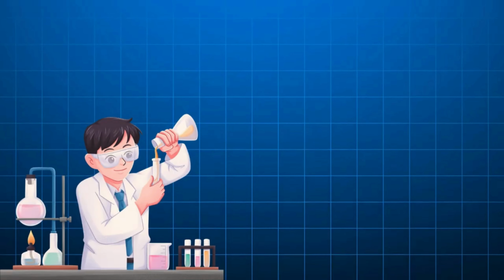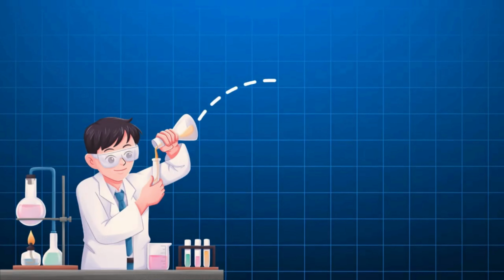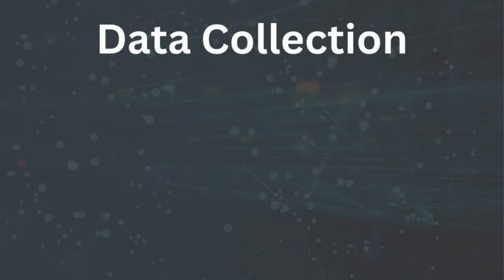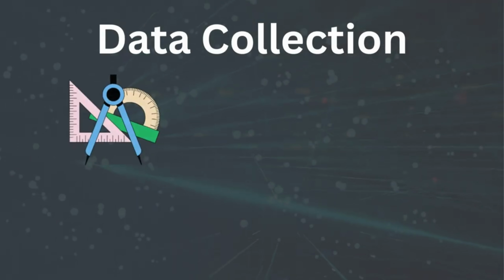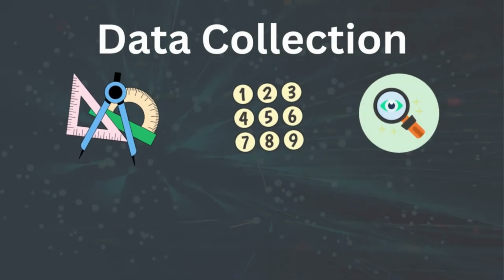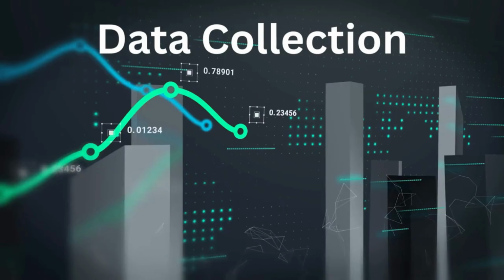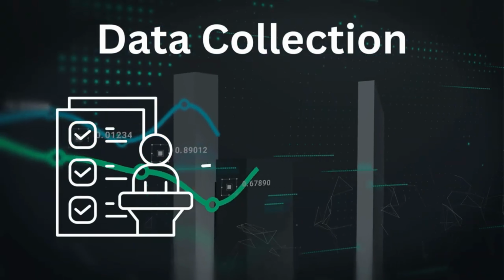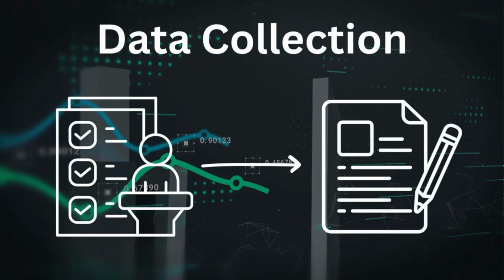After performing the experiment, scientists carefully record the results. This step is called data collection. Data may be collected in the form of measurements, numbers, observations, tables, or graphs. Accurate data collection is essential because scientific conclusions depend entirely on reliable data.